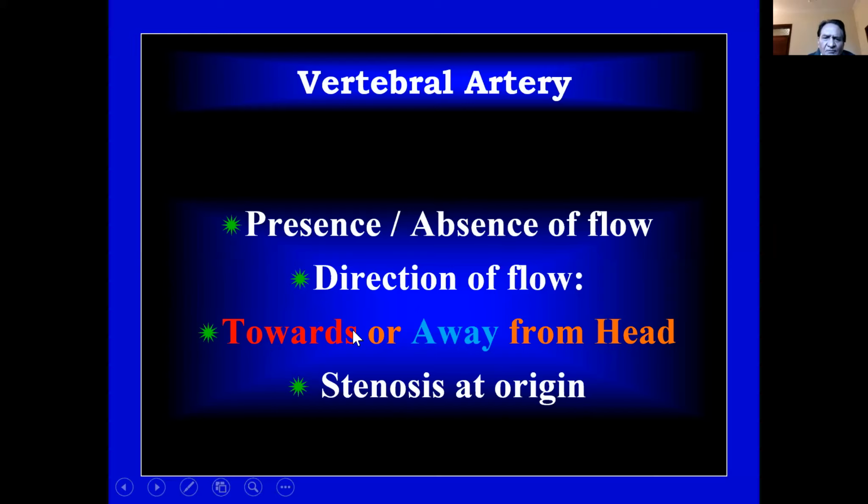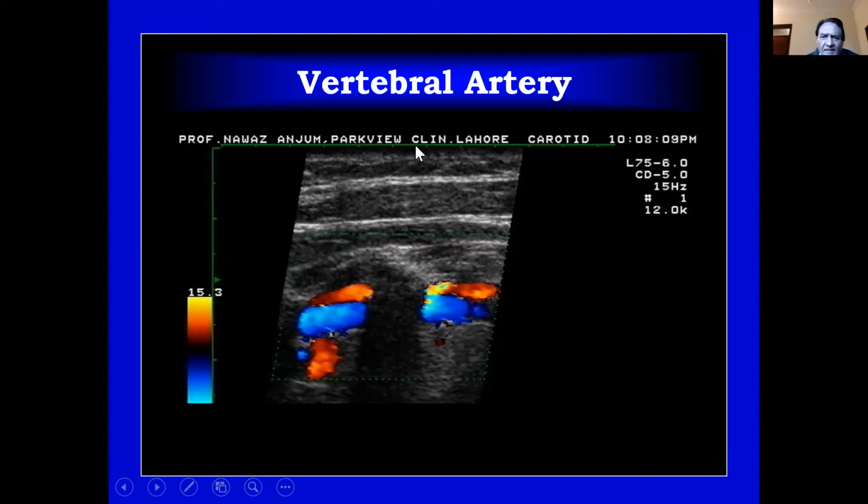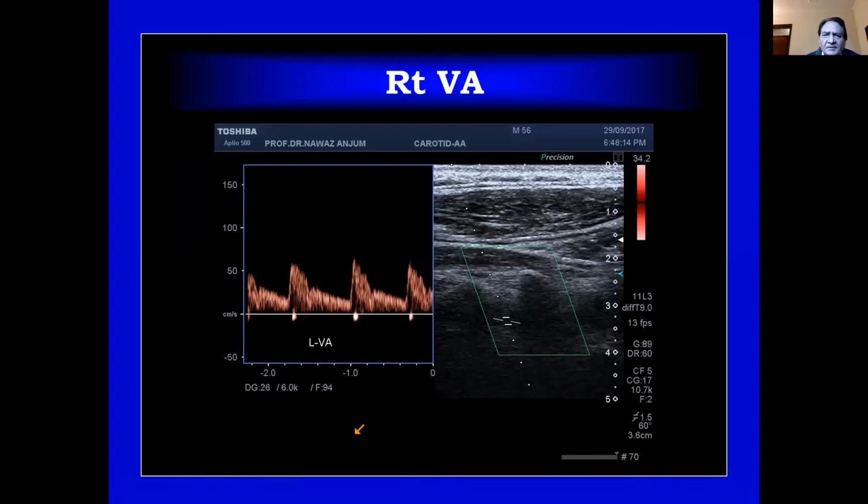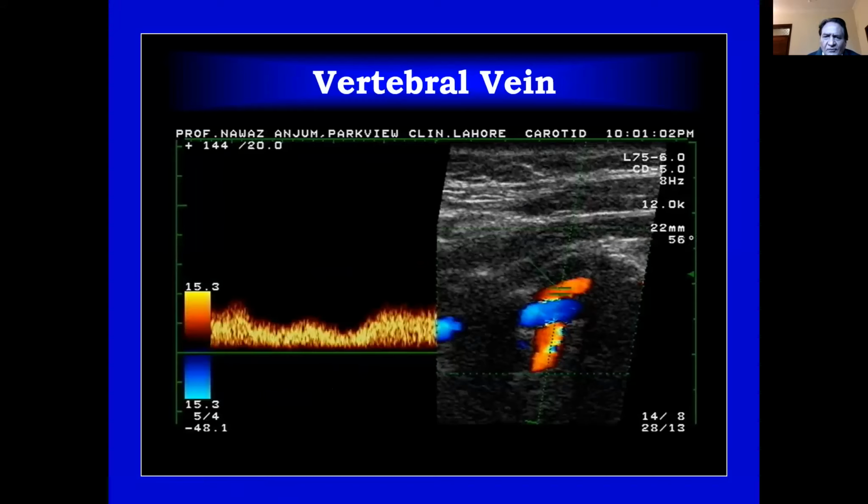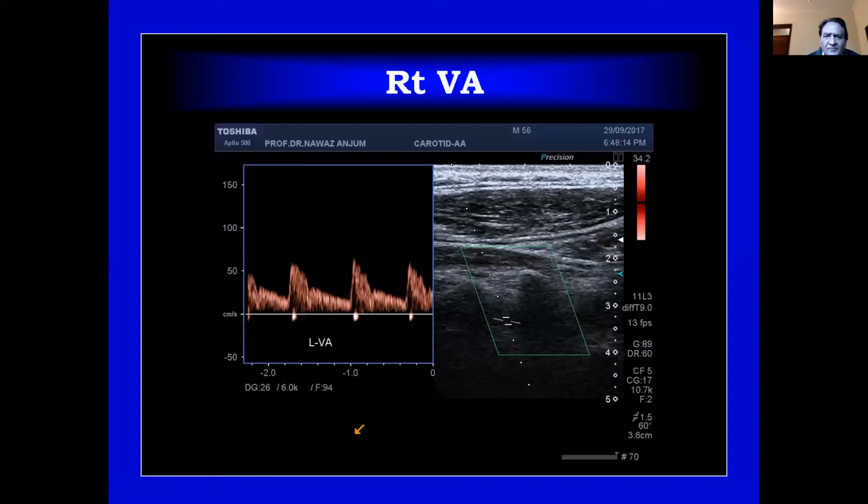Now, both vertebral arteries should have a flow towards the head. If one is toward the head and the other is away from the head, that indicates subclavian steal syndrome. That is abnormal. As you can see here, this is the image of the vertebral artery. This is the acoustic shadowing from the transverse process through which these vessels are passing. Now, if you are experienced, you can guess which is artery and which is vein. But otherwise, you have to use spectral Doppler to tell which is artery and which is vein. This is the vertebral artery, and this is the vertebral vein. So from the spectrum, you can tell which one is artery and which one is the vein.